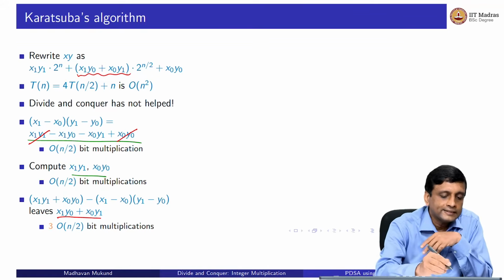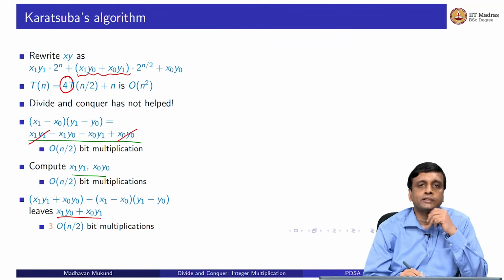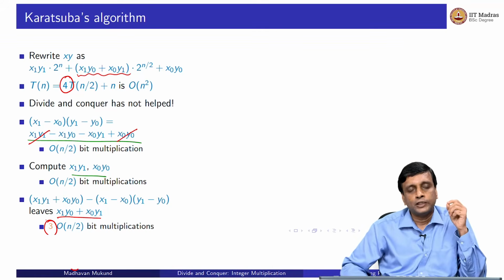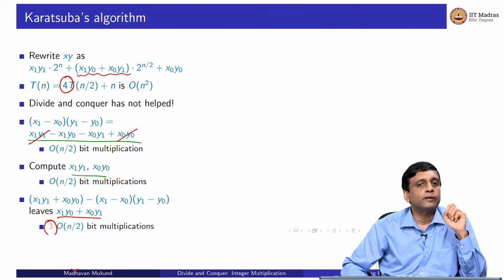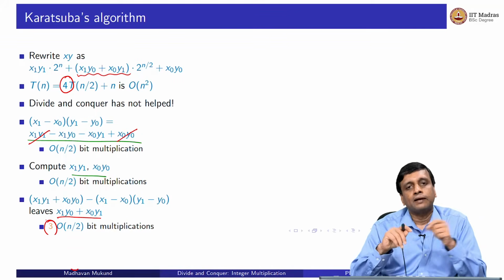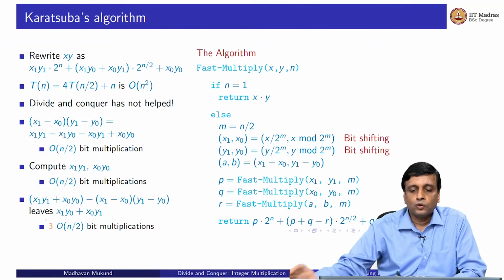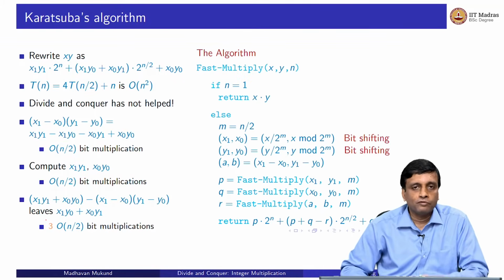Right. So, the crucial thing is that instead of doing 4 multiplications, which I did in the naive case, I have brought it down to 3 multiplications. So, in order to multiply 2 n bit numbers, I now only have to do 3 multiplications of n by 2 bit numbers, and then do some clever rearrangement to make it work, right. So, let us just look at the algorithm before we do the analysis.